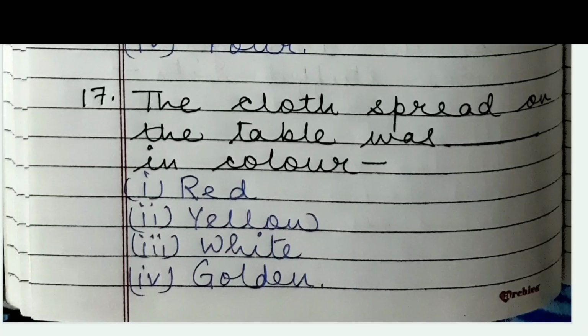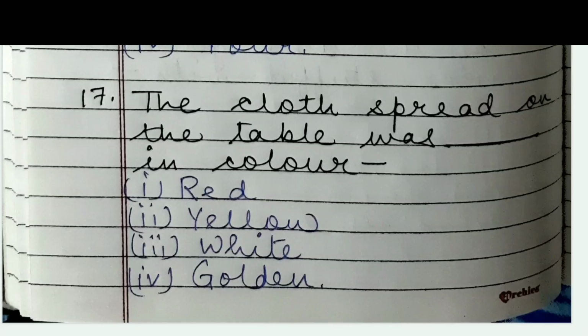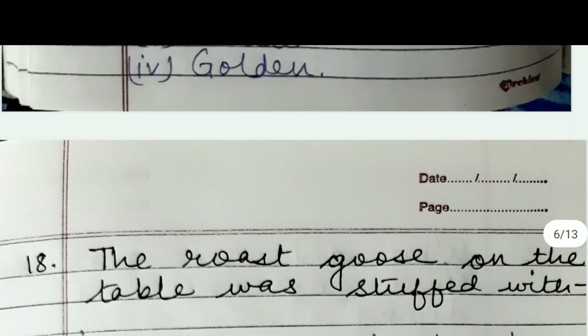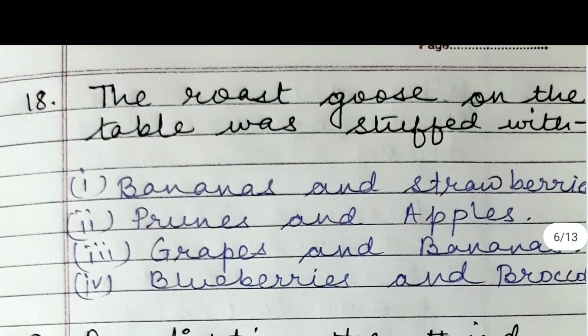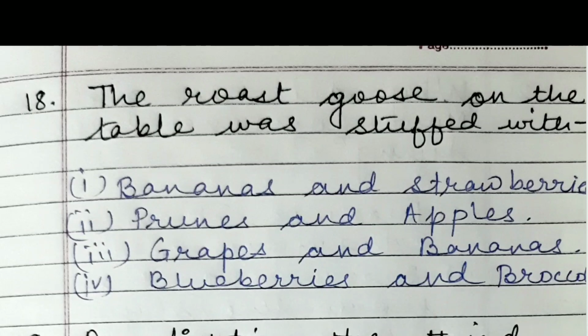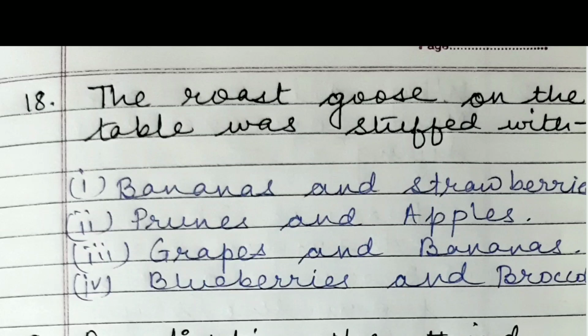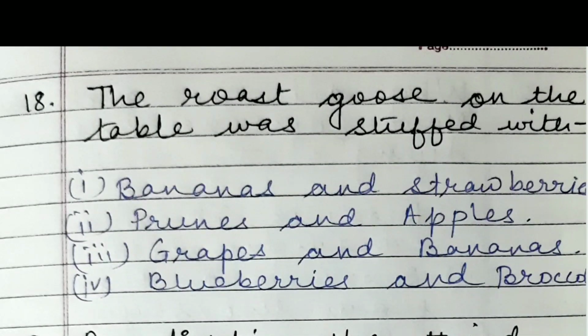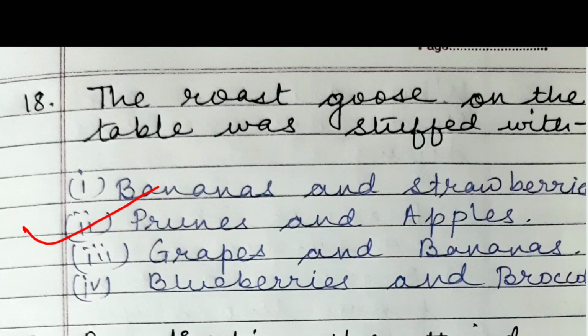Well, moving on to the next question, question number 18. The roast goose on the table was stuffed with. So what was the roast goose on the table stuffed with? And the options: option 1, bananas and strawberries, option 2, prunes and apples, option 3, grapes and bananas, option 4, blueberries and broccoli. And the right answer is option 2, prunes and apples.